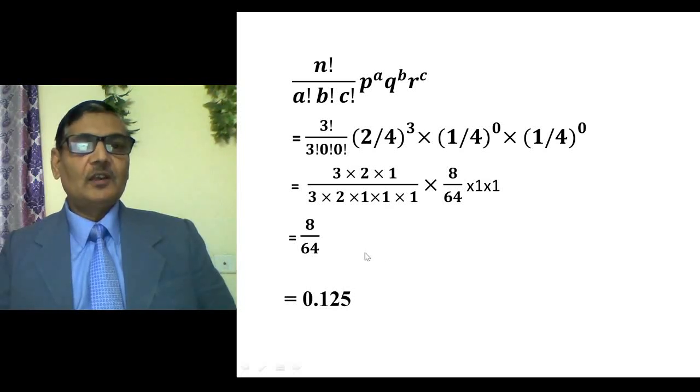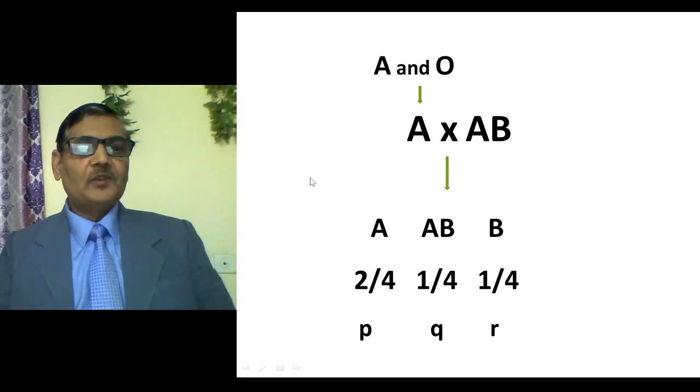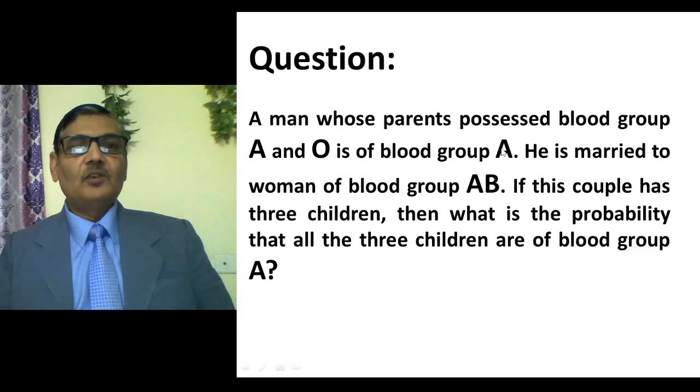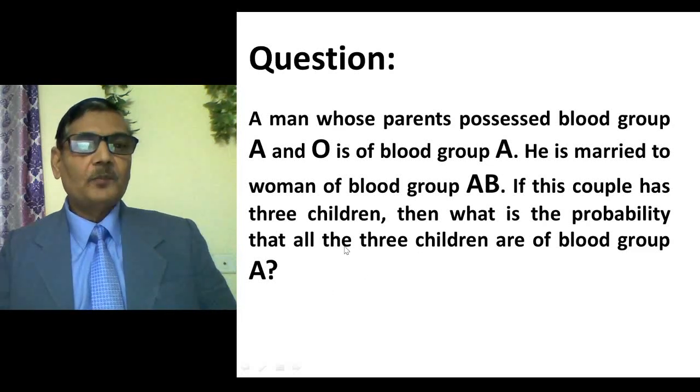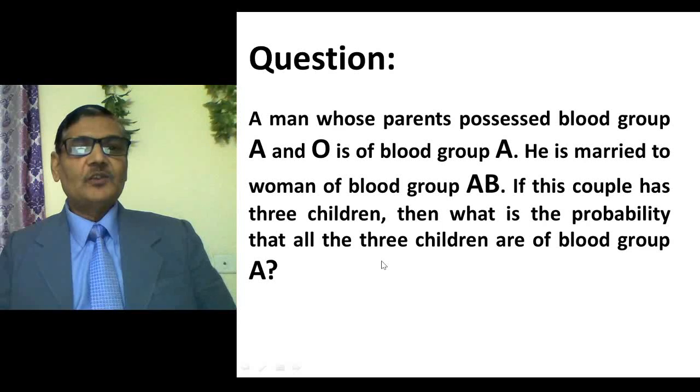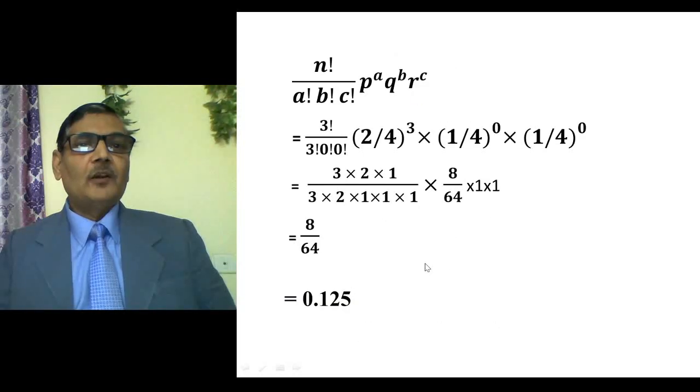which means there will be a 13% chance that all the 3 children of this couple will have blood group A. Its chance will be 13%, that is 0.125. So I just told you the use of this binomial distribution formula in the field of genetics. A number of such cases can be solved by using this formula.